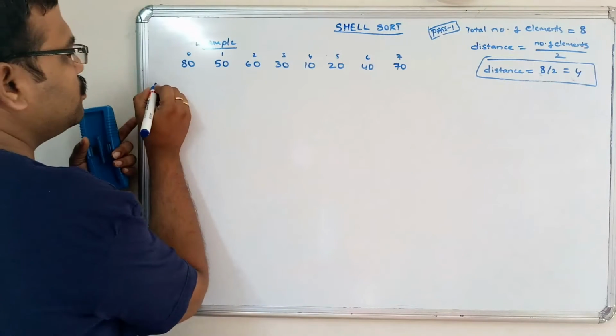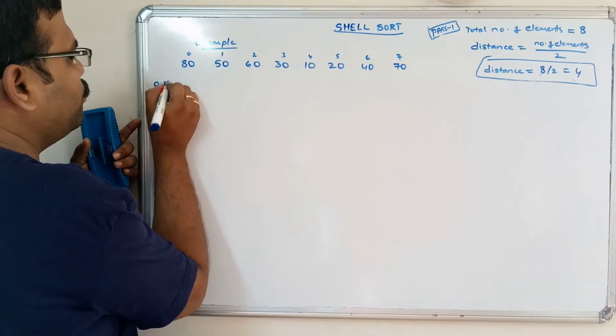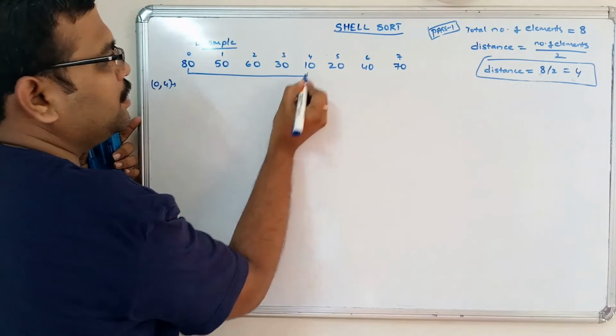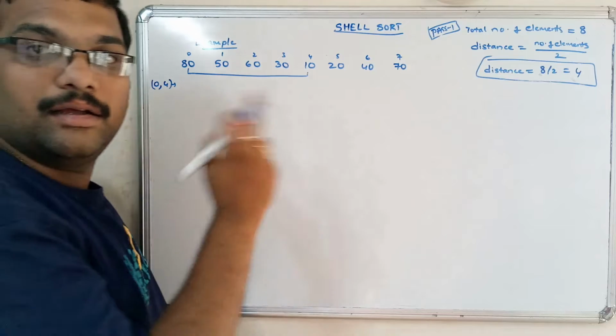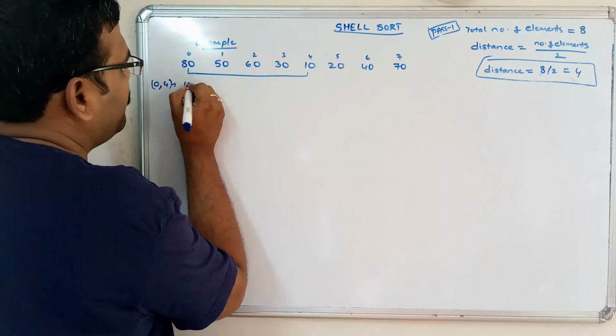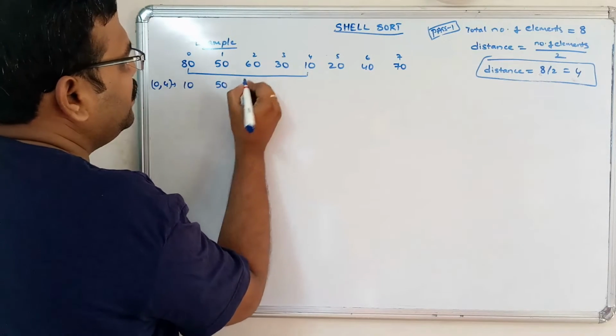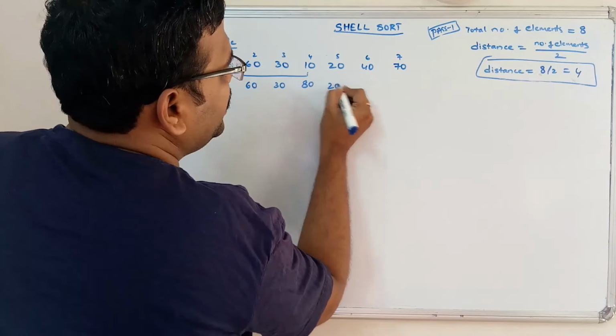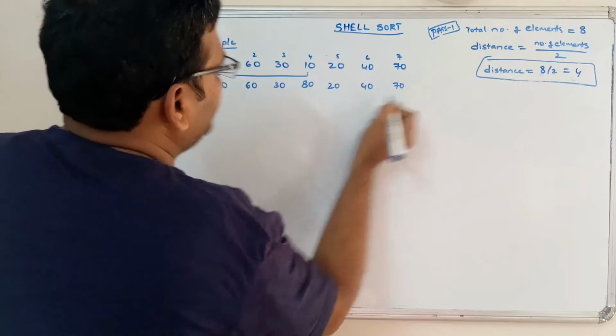So we are supposed to compare 0, 4. So 0th element and 4th element. Okay. So here it is not in sorted order. So swap. So 10, 50, 60, 30, 80, 20, 40 and 70.